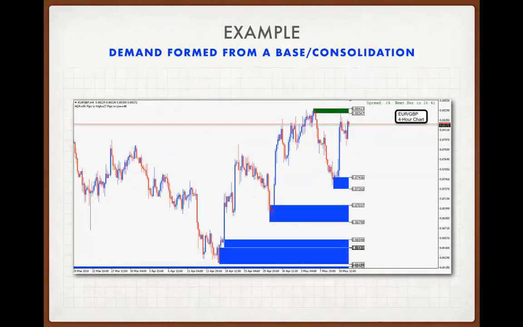Here you have a demand zone formed from the base. Look all the way at the bottom, that bottom demand zone. If you look to the left of it, you see some candles there, right? If you count them, it's roughly about 10 candles, all trading in a sideways range, consolidation, aka the base. And what happens? Price buys up from that. So this will be a demand zone formed from a base.